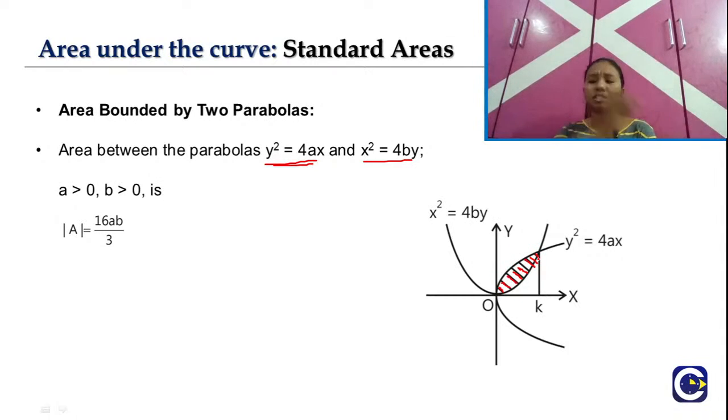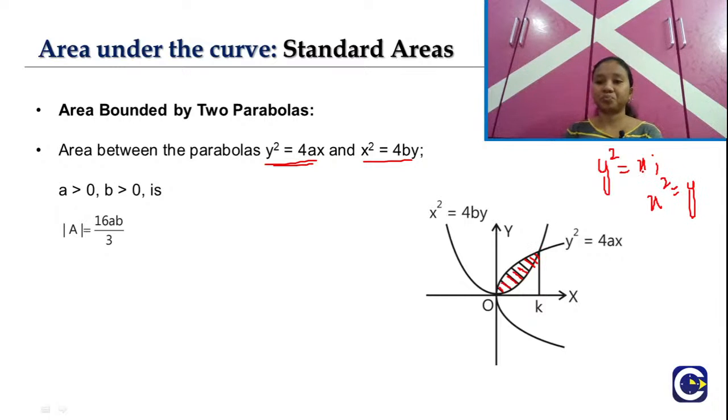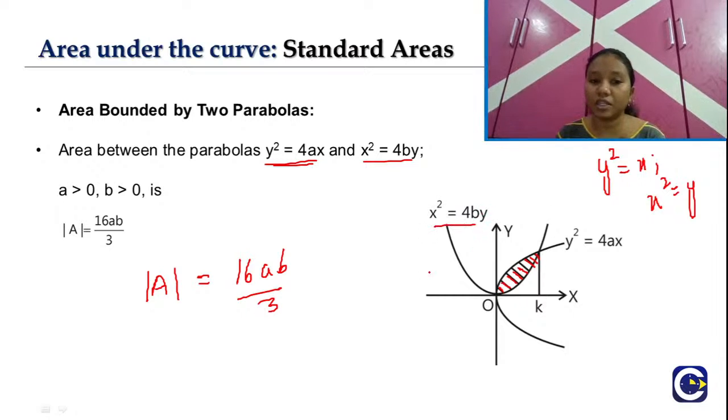We just solved a question related to this, where we took our curves y square equal to x and x square equal to y. The same thing here. So there we can directly use our formula: the area bounded by these two parabolic curves is given by 16ab by 3. We compare with the a and b values given here.